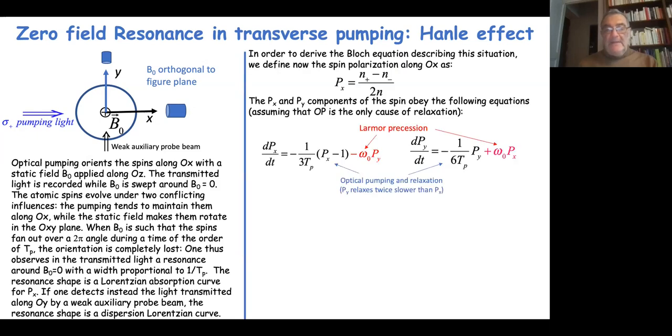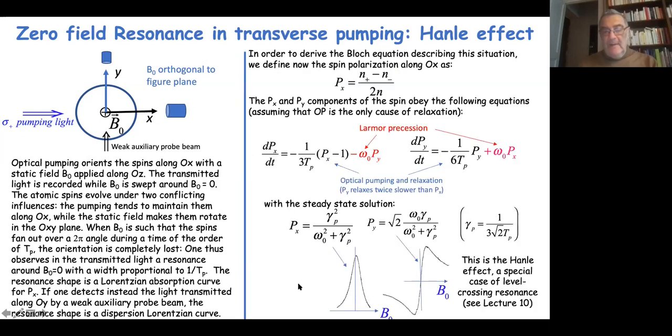So what you see in this case, and I just show you the signal here at the bottom, is a resonance around zero field. At exact zero field, you have a high transmission of light, and as soon as you depart from zero field, the transmission decreases because you get more and more spins along other directions which absorb the transmitted light.